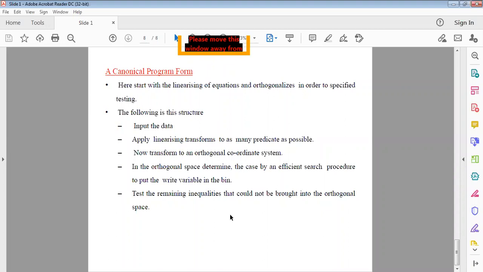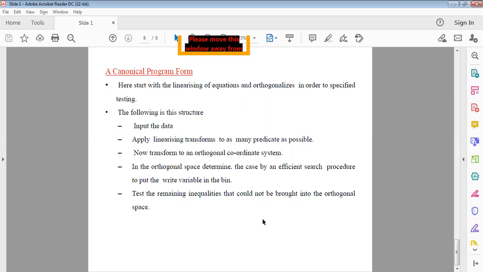Previously we have seen the procedure form of testing: how the test has to be done and what steps have to be followed for that particular testing. That procedure you have seen. Now we will see the program form representation. What steps have to be followed when you are doing transformations? Here it starts with the linearization of equations and orthogonalization in order to specify the testing. So here we will transform into linearization or orthogonalization.